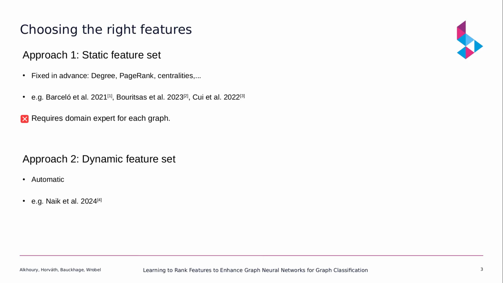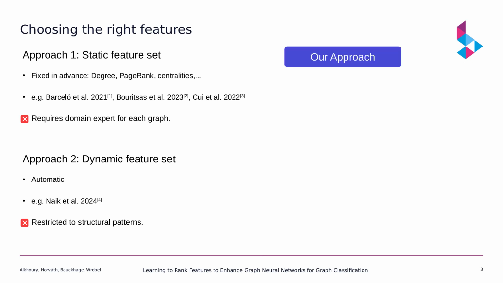Second, there are dynamic approaches. They offer more flexibility, but they are limited to local graph patterns. So we still have this problem. We don't have an automatic way to pick the most relevant features for each classification task. And our approach addresses exactly this challenge.